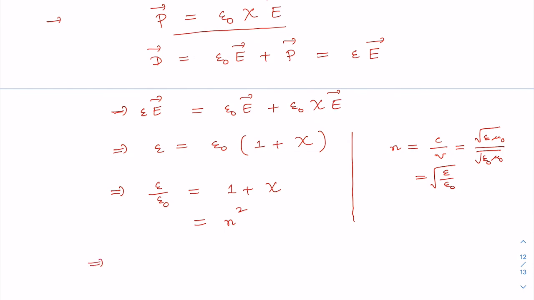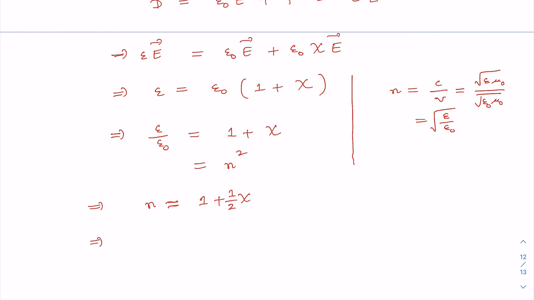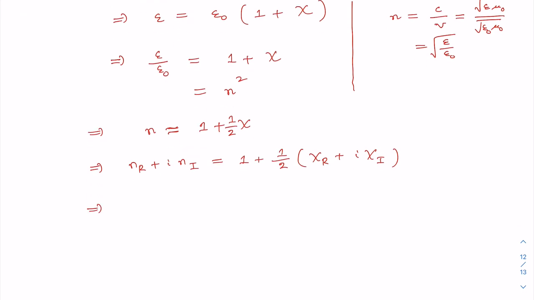And if chi is a small quantity, then I can write n as nearly equal to 1 plus half of chi. The refractive index is a complex quantity, so it has a real part and an imaginary part. Then 1 plus half susceptibility also has a real part and an imaginary part, so let me write it this way, i into chi of I. So the real part of the refractive index is equal to 1 plus half of chi of R, and the imaginary part of the refractive index is related to the imaginary part of the susceptibility, like this.